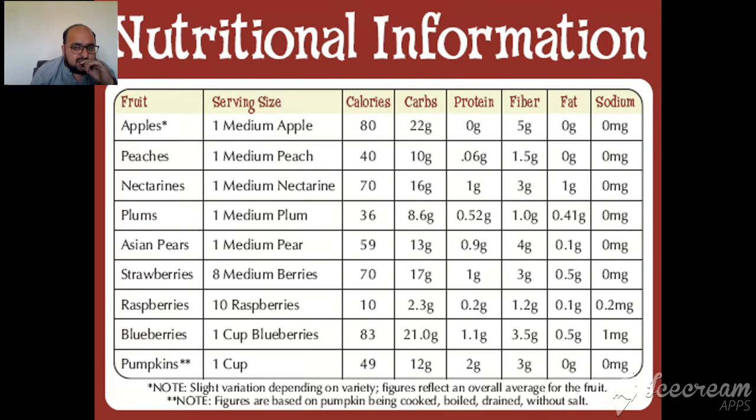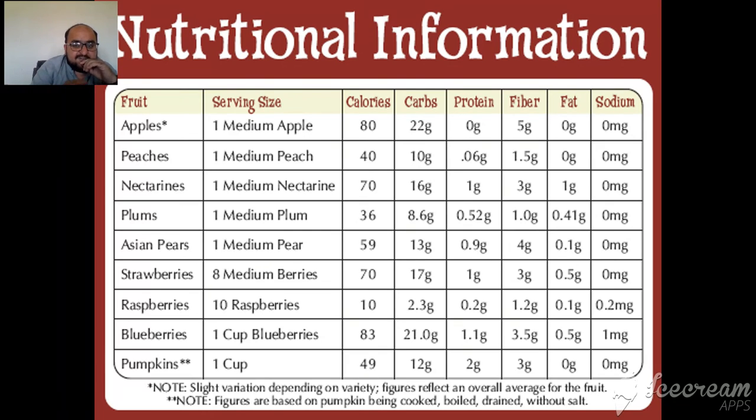Asian pears, 1 medium pear, contain 59 calories of energy, 13 gram carbohydrates, 0.9 gram proteins and 4 gram fiber, while 0.1 gram fats. Strawberry, 8 medium berries, contain 70 calories of energy, 17 gram carbohydrate, 1 gram protein, 3 gram fiber and 0.5 gram fats. Raspberry, 10 raspberries, contain 10 calories of energy, 2.3 gram carbohydrate, 0.2 gram protein, 1.2 gram fiber, 0.1 gram fats and 0.2 milligram sodium.